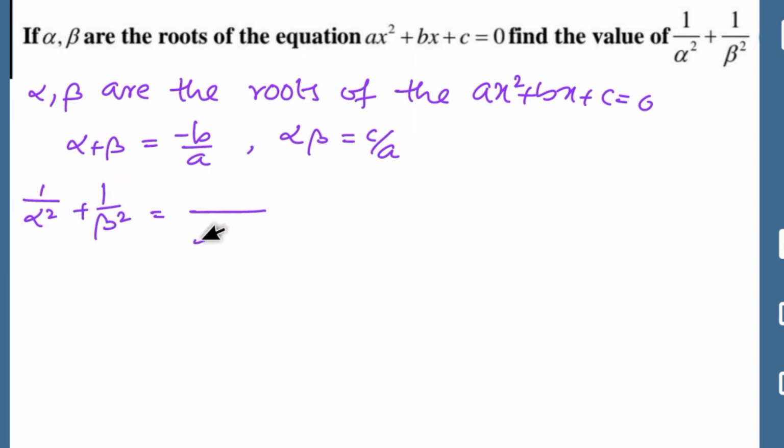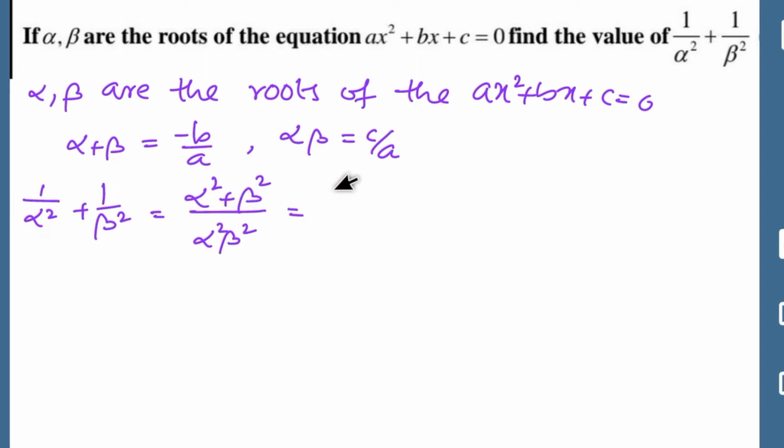So what is LCM? Alpha square beta square. Cross multiplication, it becomes beta square plus alpha square. Let's write it over alpha square beta square. So what is numerator? Numerator is a square plus b square form.